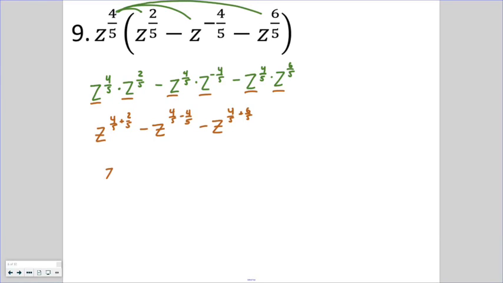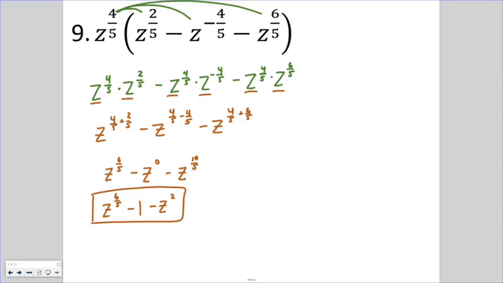Final answer here. This is z to the 6/5 minus z to the 0 minus z to the 10/5. So this is z to the 6/5. That doesn't simplify anymore. z to the 0 is 1. And then z to the 10/5 is just z squared. Final answer looks like this. Don't drop the 1. z to the 0 doesn't cancel. It goes to 1.